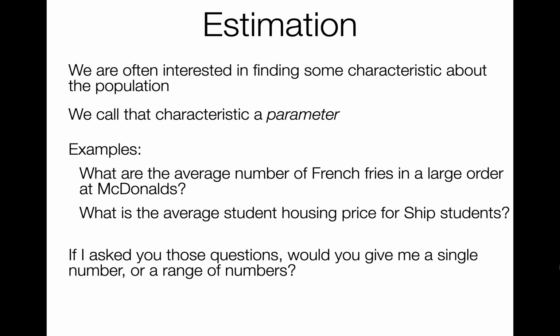And so if I was a transfer student, and I asked about the student housing prices in Shippensburg, you're probably not going to tell me that the average student housing price is $6,792.37 per year. Okay, that's awfully specific. You're probably going to tell me, well, it costs probably between $6,000 and $8,000. Okay, so you're going to give me a range of numbers.